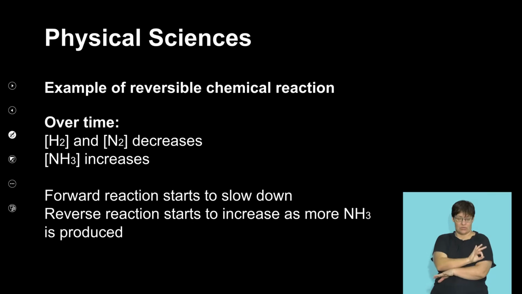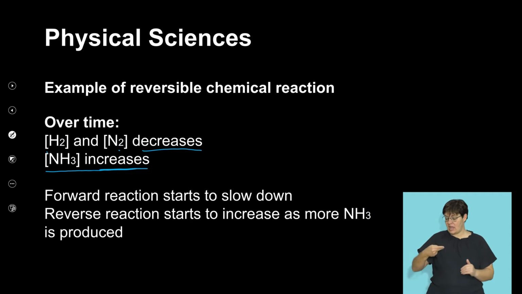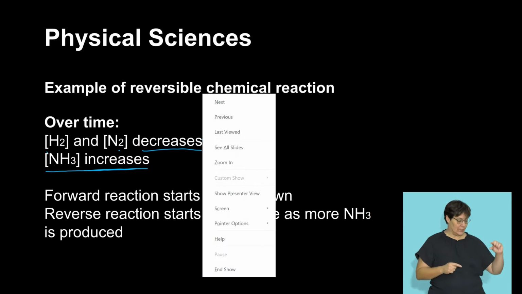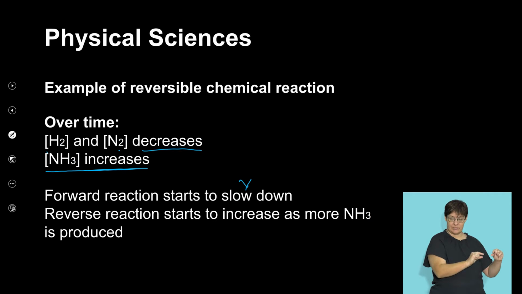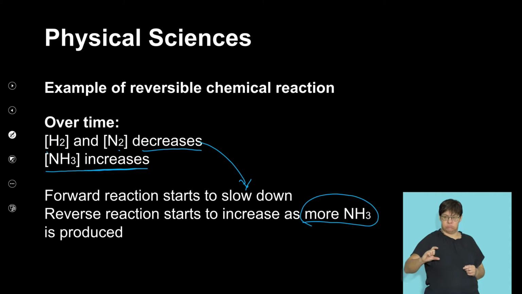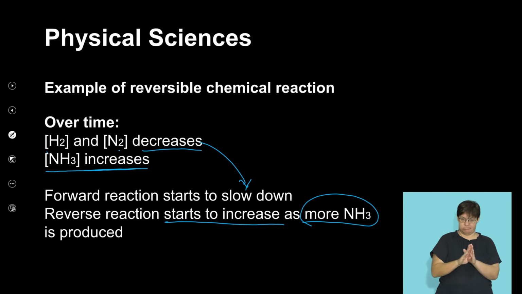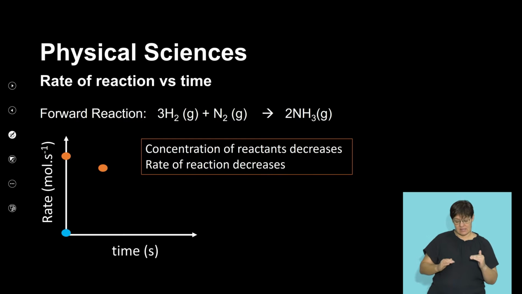Now, after a while, we will see that the hydrogen and the nitrogen concentration start to slightly decrease. And that happens because now the ammonia started to slightly increase. And when this slightly decreases, it starts to slow down. The reaction starts to slow down for the forward reaction. And while the reverse reaction is now getting more ammonia in the system, the reverse reaction starts to slightly increase. And this slight increase and slight decrease can be shown on the graph.